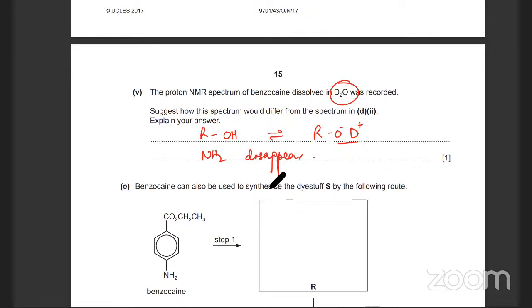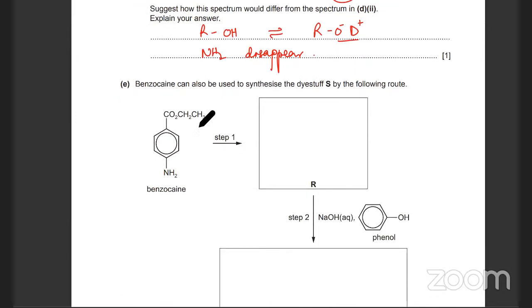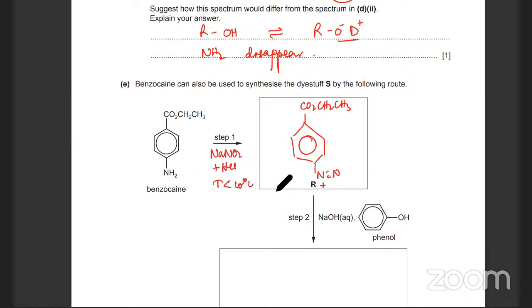And then he's saying, benzocaine, we did dye stuff recently. He's saying you're making dye stuff from it. So the first thing is you have to make it into a diazonium ion. So the NH2 needs to be turned into N triple bond N plus 1. Leave the things over here as it is. For that, you need NaNO2 plus HCl. And that diazonium ion is very unstable, so the temperature has to be less than 10 centigrade.